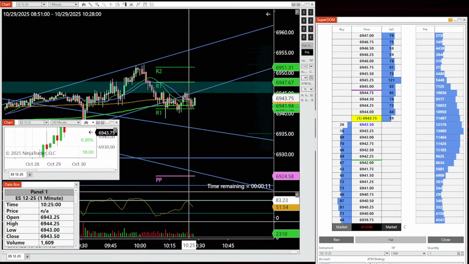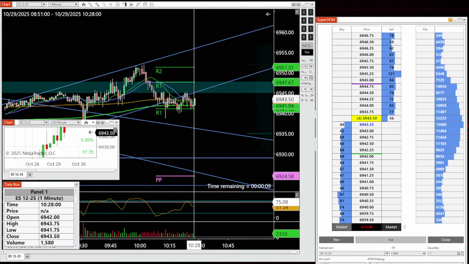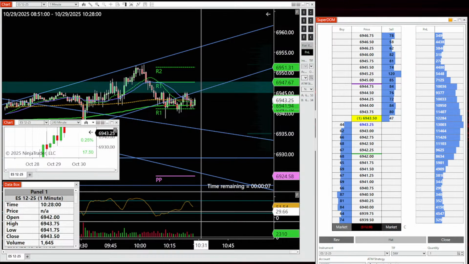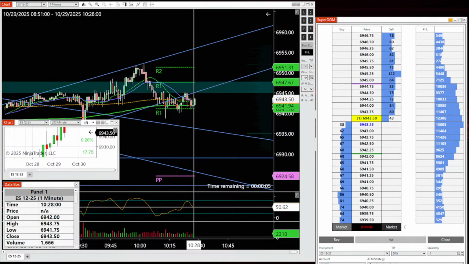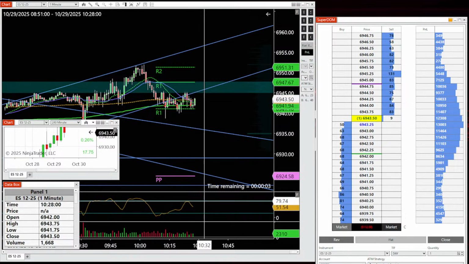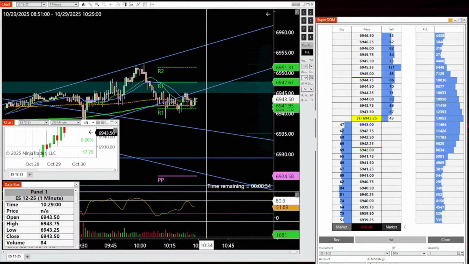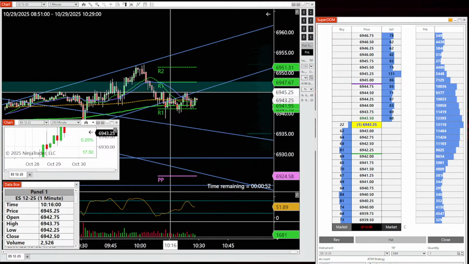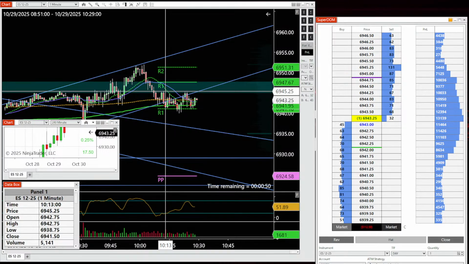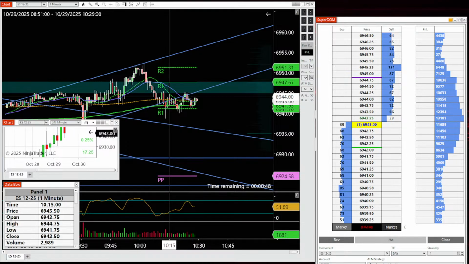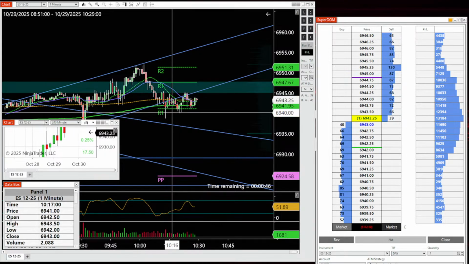So we got stochastics showing some weakness while the price is trying to move up. Now, if we get turned up over the 80 level, but we're just chopping here. Let's sit around 45, 41.